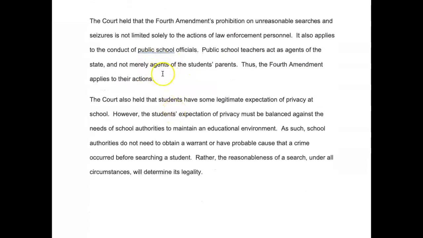But here's the key thing about this, and this is why this is an important case. The Fourth Amendment prohibition of unreasonable searches and seizures is not limited just to police. It does apply to public school officials. You're an agent of the state. No, you're not agents of the parents. In loco parentis does not exist. You're in loco state, in place of the state. You are the state. And so therefore you must follow the Fourth Amendment.